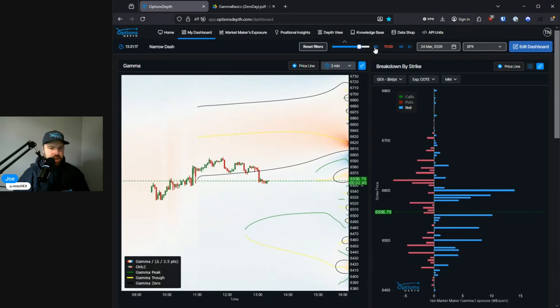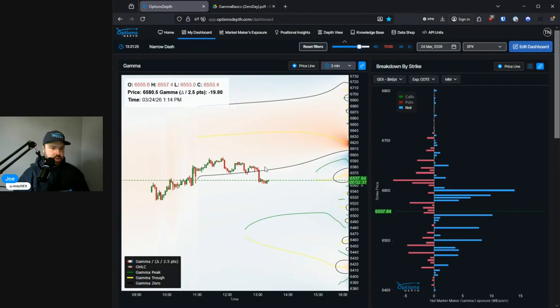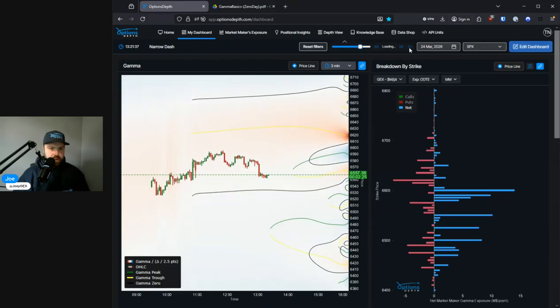Well, what happened just there, right? Price moved. Look at where the flip line was in a 10-minute span. It went from 65.32 all the way up to 65.74 as positions changed, right? So this is the beauty of having these intraday updates. That changed everything.